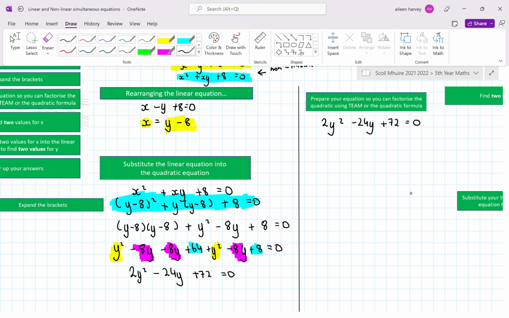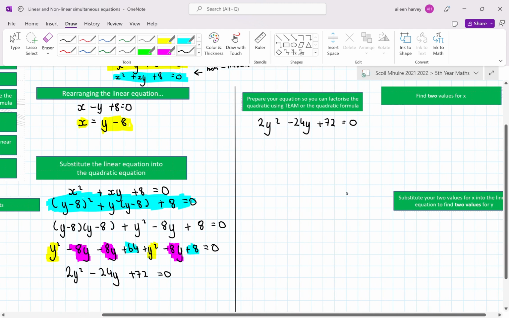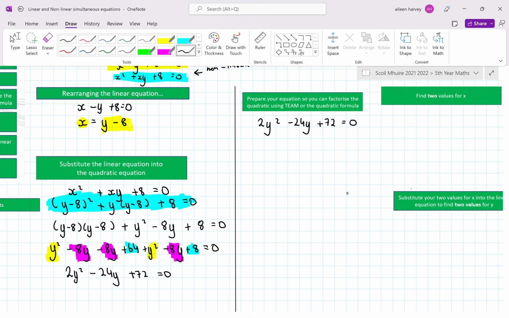So to solve any quadratic equation, you just need to factorize it and solve for your values of y, or you can use your quadratic formula. In my case, I'm going to factorize it using team. When we're factorizing, the first thing we can do is simplify our equation. This means we're going to divide everything by the common factor. In our case, everything here is divisible by 2, so I'm going to divide everything by 2.